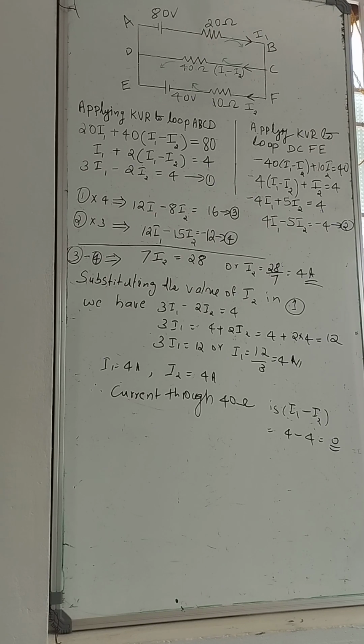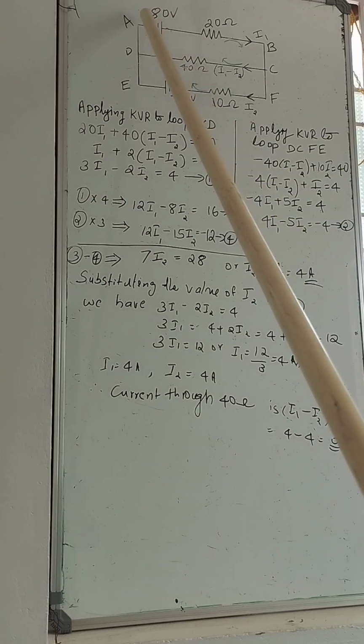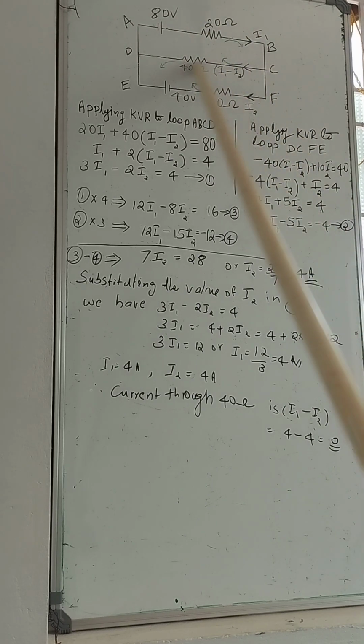There are 2 Kirchhoff's rules, Kirchhoff's current rule and Kirchhoff's voltage rule. Kirchhoff's voltage rule is also known as Kirchhoff's loop rule. So let us see how to apply Kirchhoff's voltage rule to different loops. First of all we are considering loop ABCD in this network.